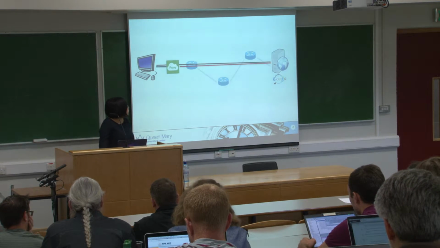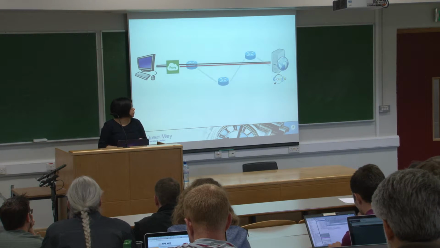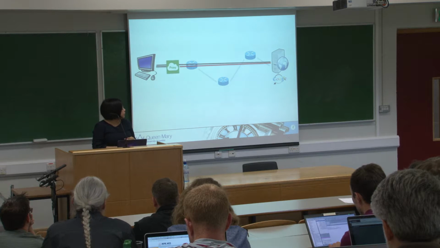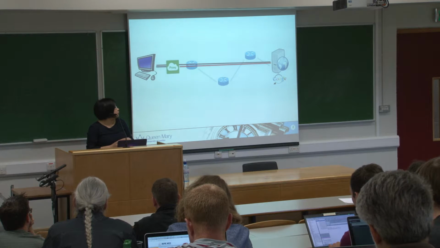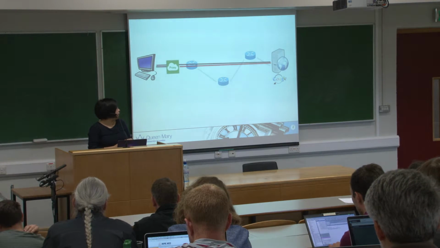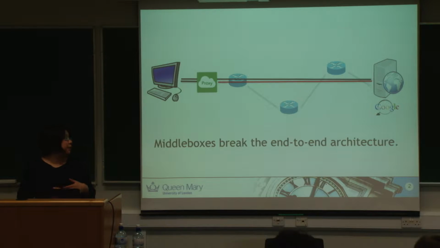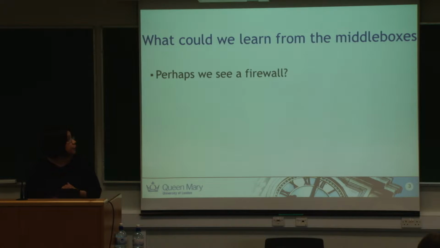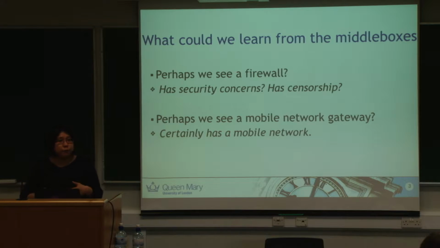So when the traffic goes through these middleboxes, they could modify, could shape, or could classify these traffic flows, and sometimes drop the packets on purpose. So we could say middleboxes break the end-to-end network architectures. And also, at the same time, we could learn some information about the involved networks from the middleboxes.